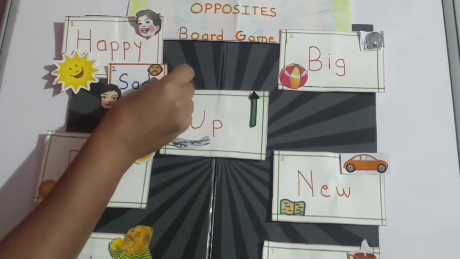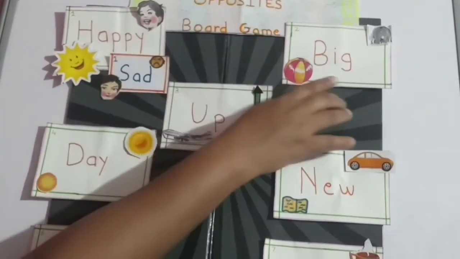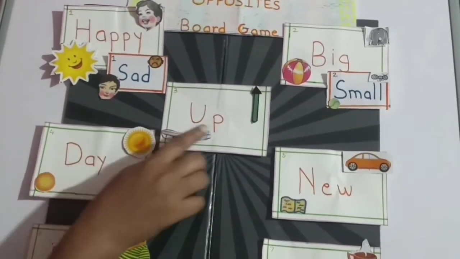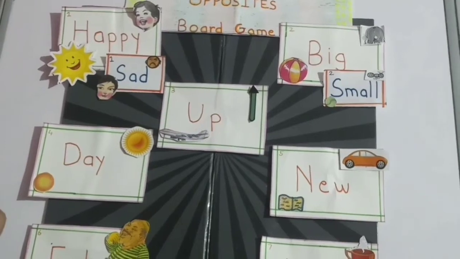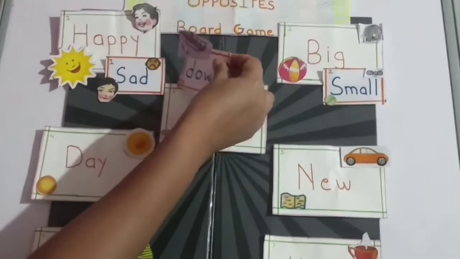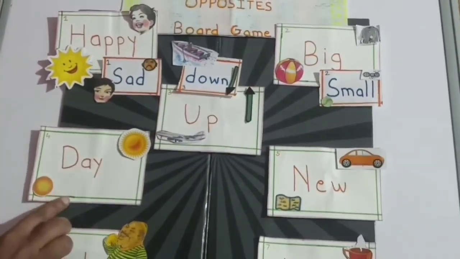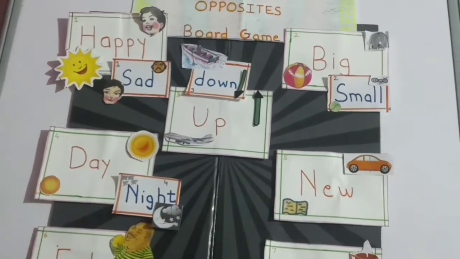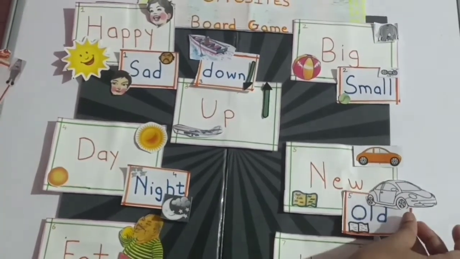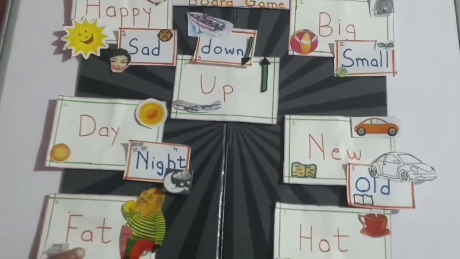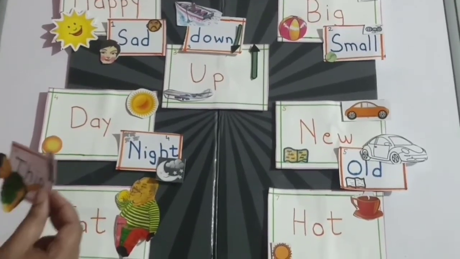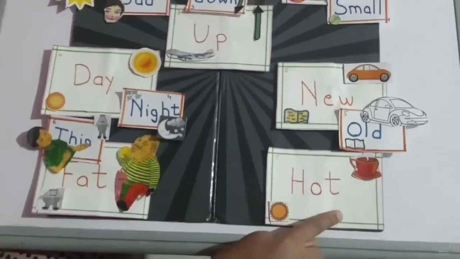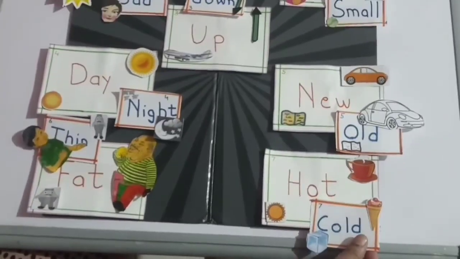Happy, sad. Second, big. Big, small. Third, up. Up, down. Fourth, day, night. Fifth, new. New, old. Sixth, fat. Fat, thin. And the seventh, hot. Hot, cold.